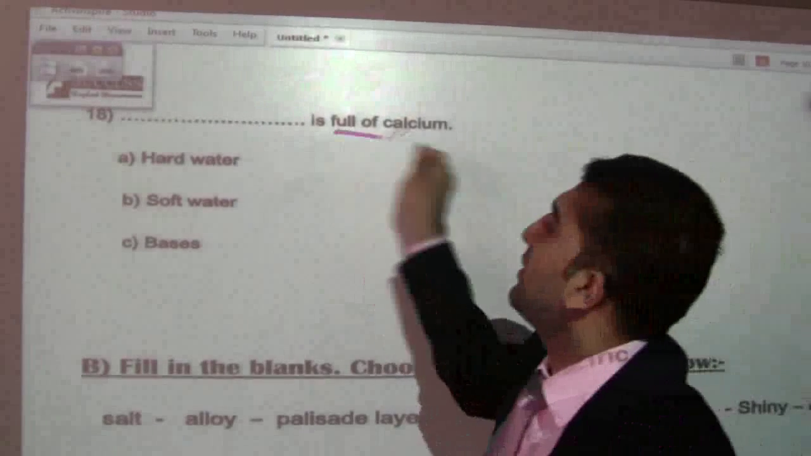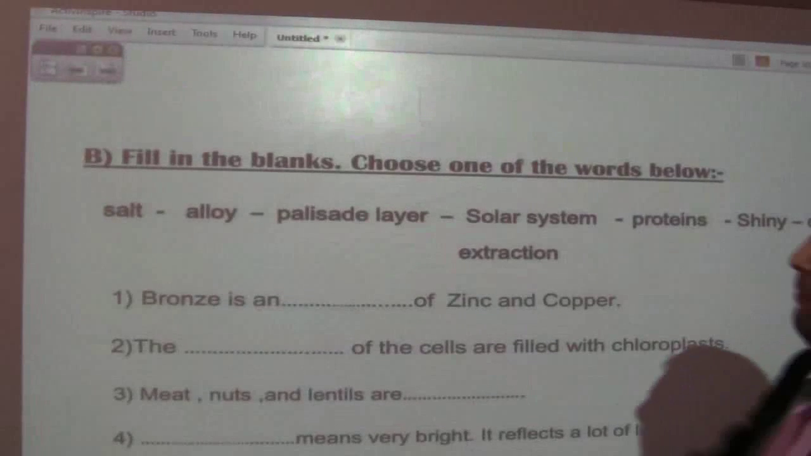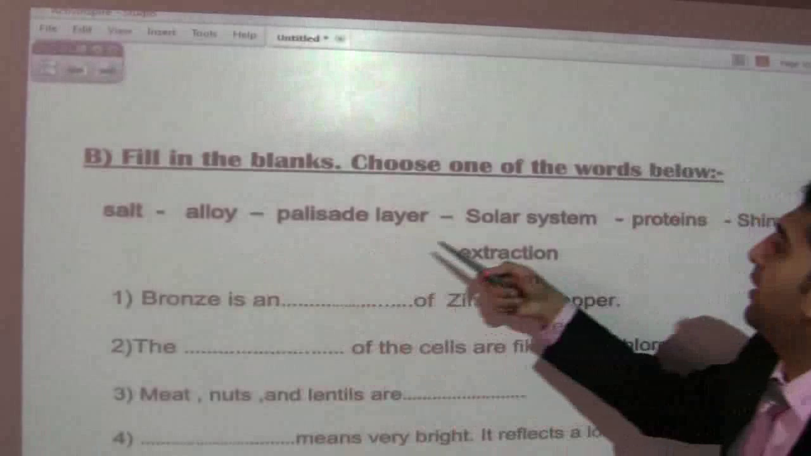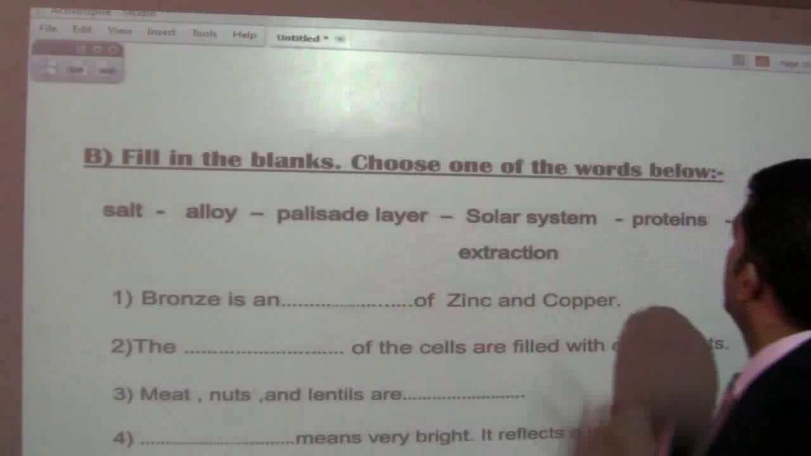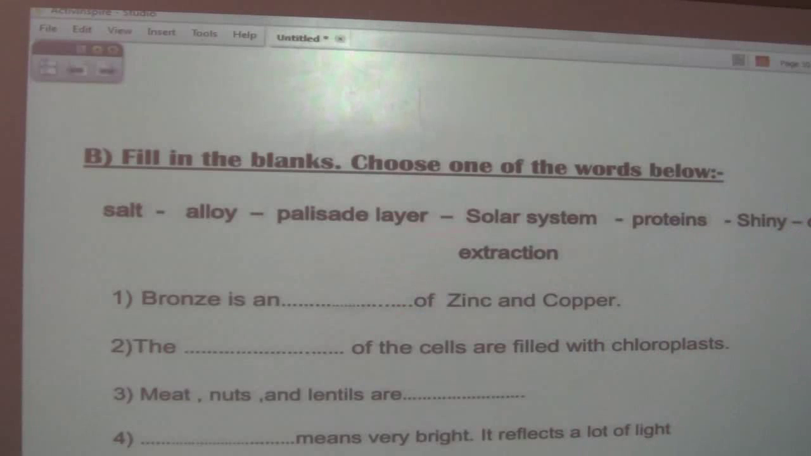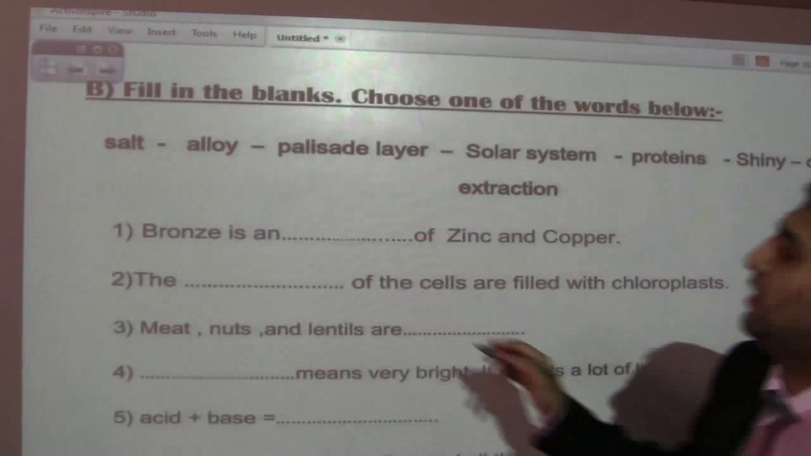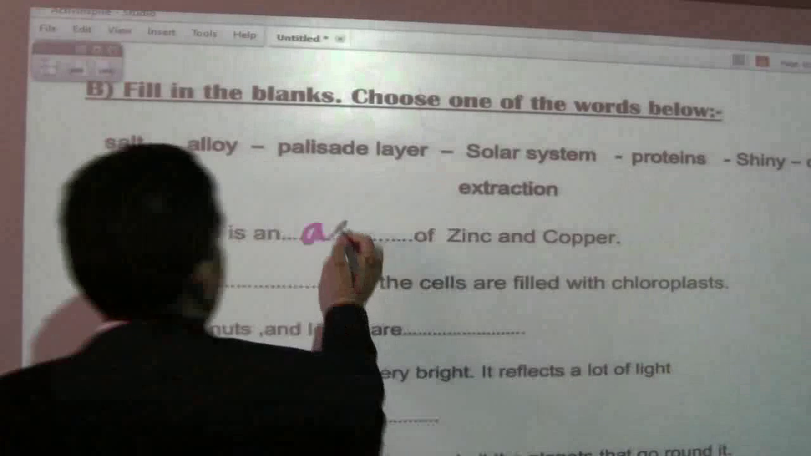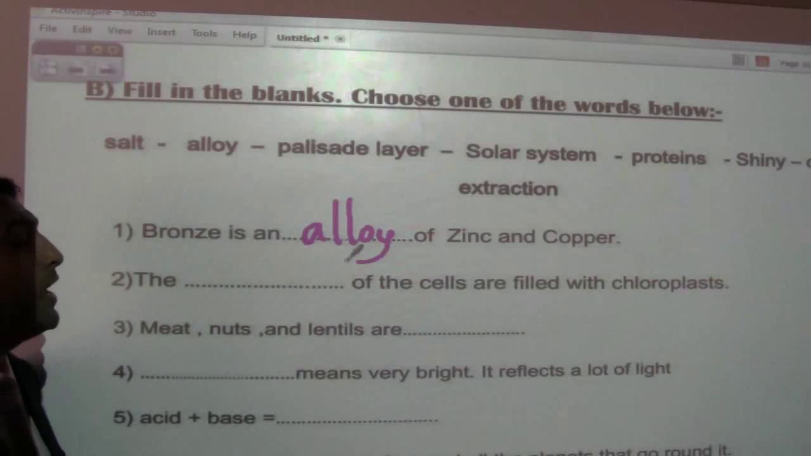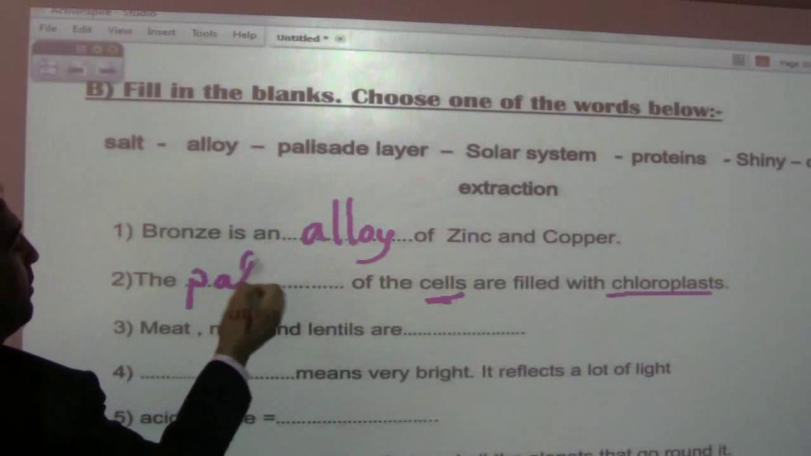Hard water is full of calcium. Question number 2. For the words in the plants section, choose one of the words below: salt, alloy, palisade layer, solar system, proteins, shiny coat, extraction. Question number 1. Bronze is an alloy of zinc and copper. It's an alloy.